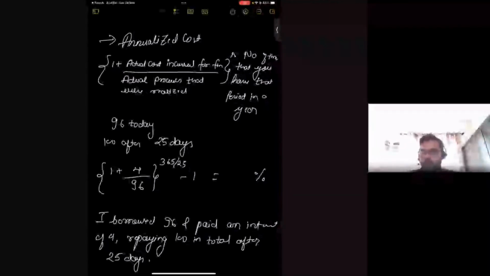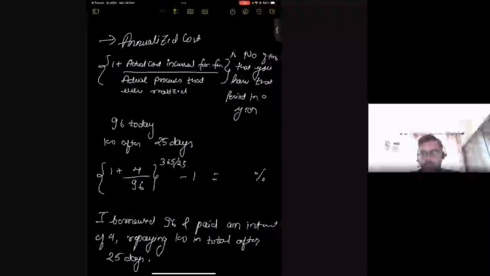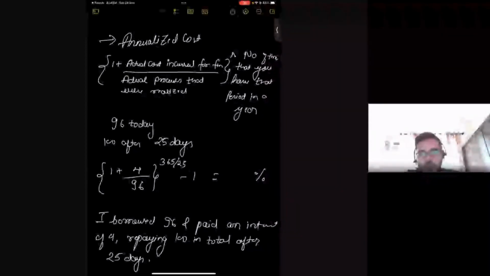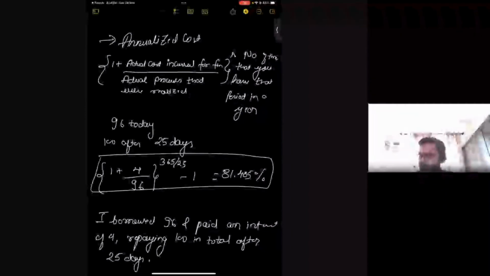Let me just figure out what this cost is. So this cost is going to be 1 plus 4 divided by 96 whole to the power of 365 by 25 minus 1. This comes to 81.485, which is 81.485%. So 81.485% is the cost being incurred of utilizing this facility.